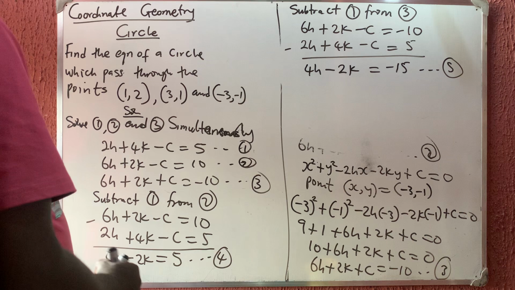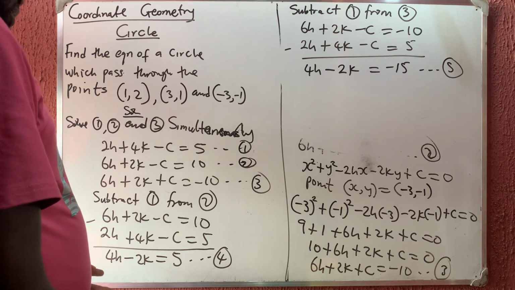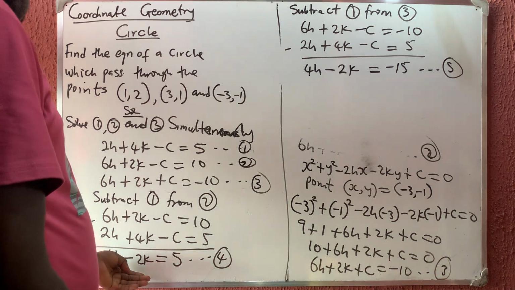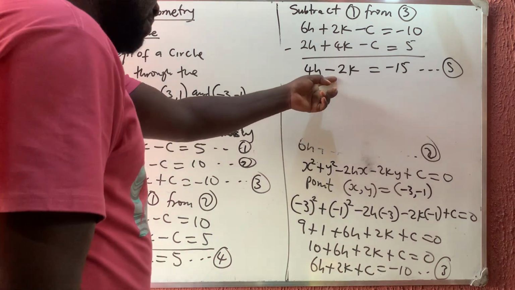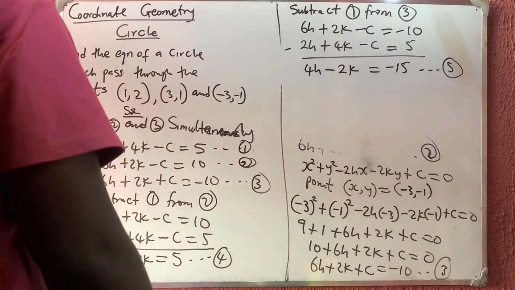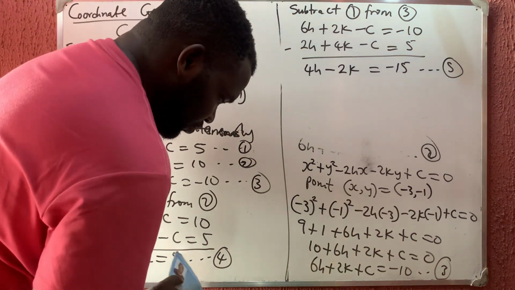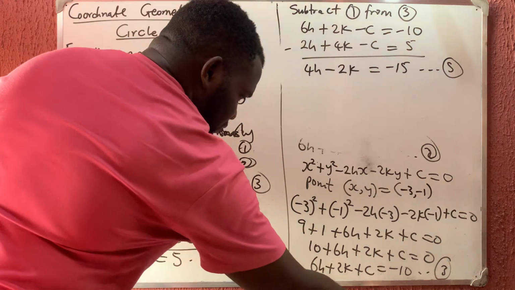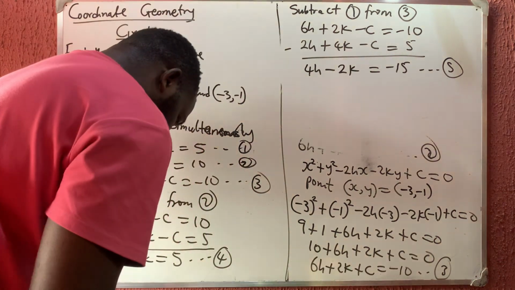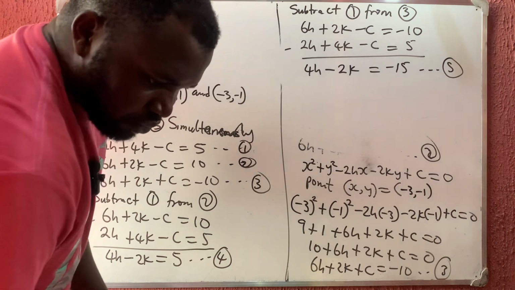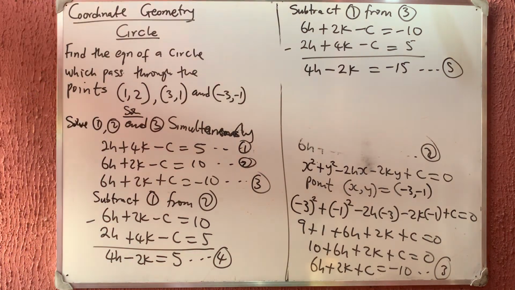Is it possible to have this equal to 5 and then the same thing give you minus 15? It's impossible, so there is an error somewhere. Let us check where the problem is. If you have a scientific calculator, you can use it to solve it. I'm looking for my calculator and it's not here. Okay, so let us check where the problem is.